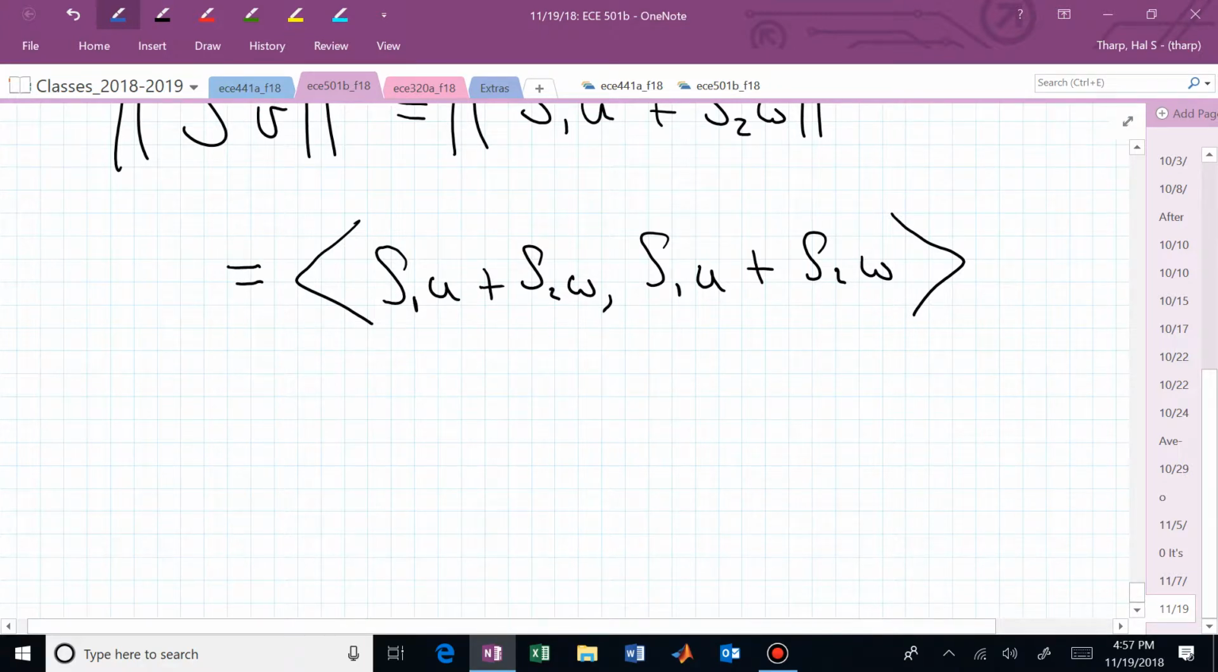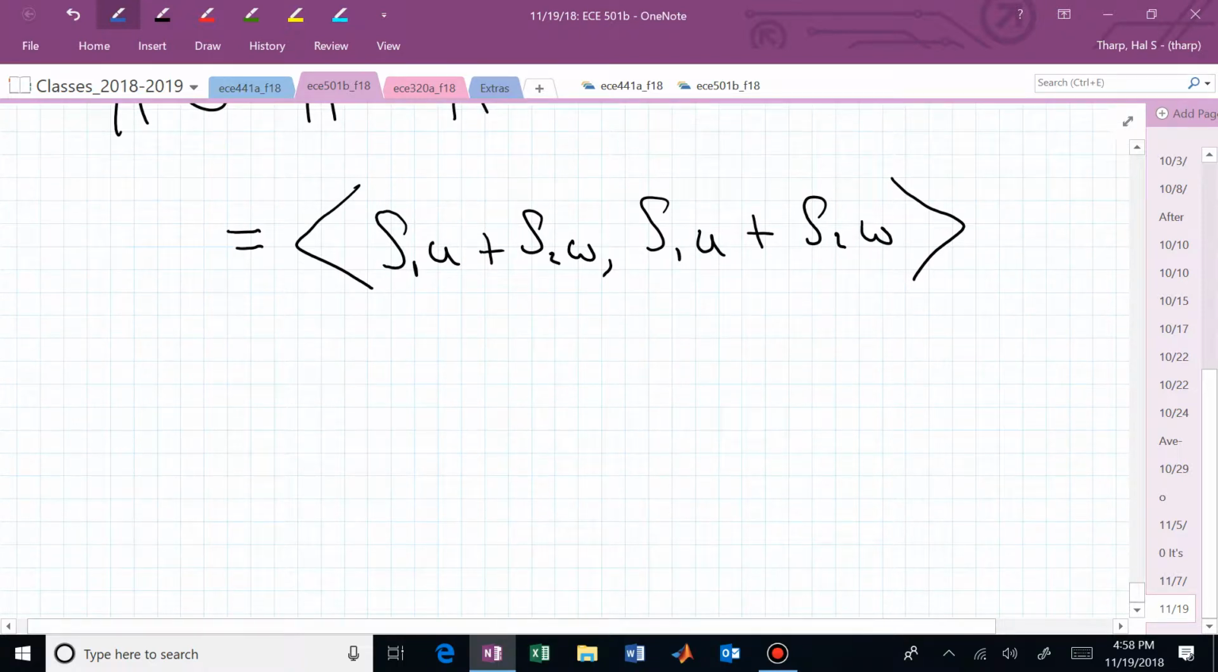Now we just get to shuffle these around, right? We need to apply linearity to this mess of an inner product. Break it up into just having one vector in one slot and one vector in another. Meaning, we have 4 different ways of doing that, right? We can combine S1U with S1U.